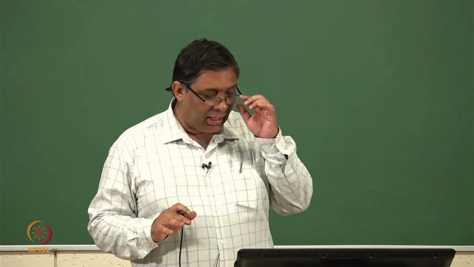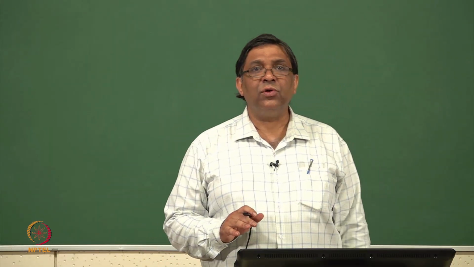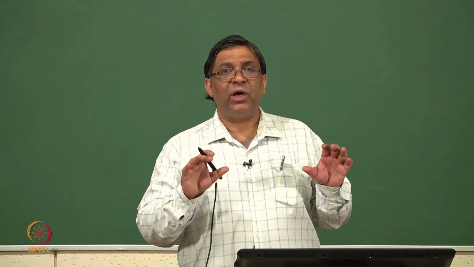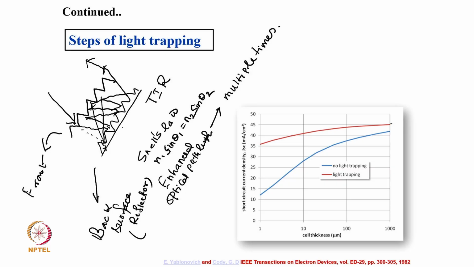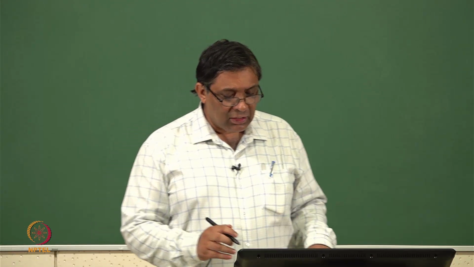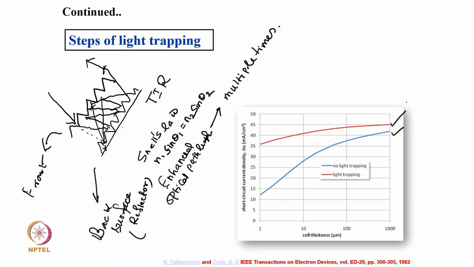So this is what people have done, and they have introduced this particular texturing in their solar cell. Now you can see this particular figure. The blue line is first, when there is no light trapping. There they have measured the short circuit current density when there is no trapping of light, or the surface was not textured. Then the red line is the short circuit current when the surface was textured, in a textured solar cell.